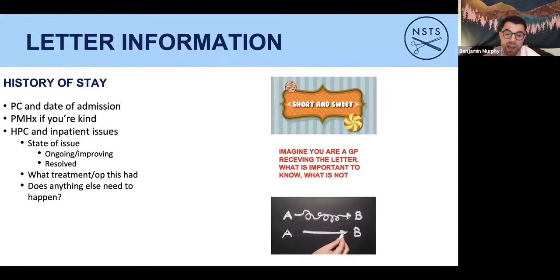The actual history of presented complaint, and then any inpatient issues. I find it easiest just to list each of these issues, like issue 1, broken hip, the state of the issue. So whether it's ongoing, whether it's improved, what treatment it had, and whether there's anything else that the GP needs to do for that.